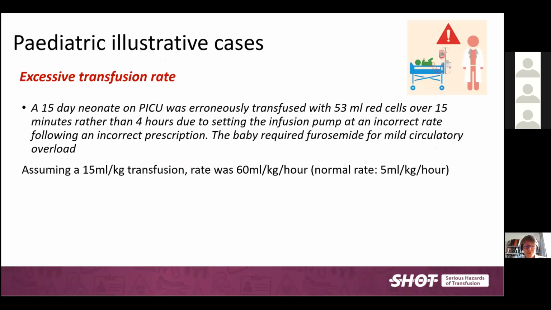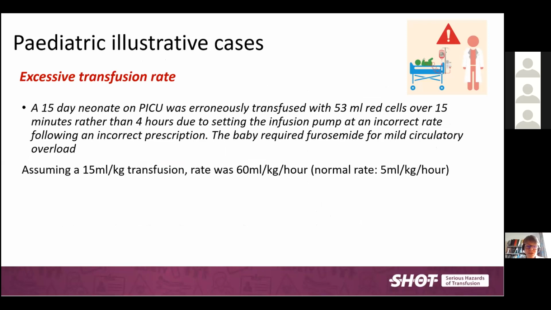So the first illustrative case I have is of excessive transfusion rate, and this is a good example of one of the errors that we see reported relatively frequently to SHOT, where a child was transfused with a high volume either due to prescription, administration or pump errors.